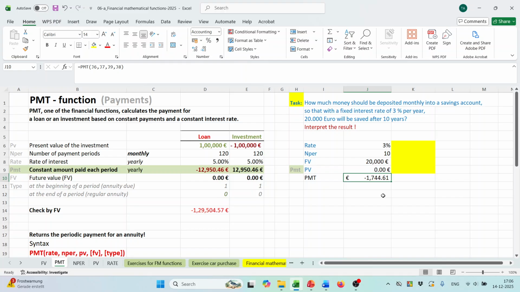Okay, so every year we have to pay 1,744 euro, but remember the question asks for the monthly payment, so we must divide it by 12 for getting the monthly amount. So I put a bracket and divide by 12. So I get our monthly payment, which is 145 euro per month. If we pay this amount with these conditions, after 10 years our savings will be 20,000 euro.